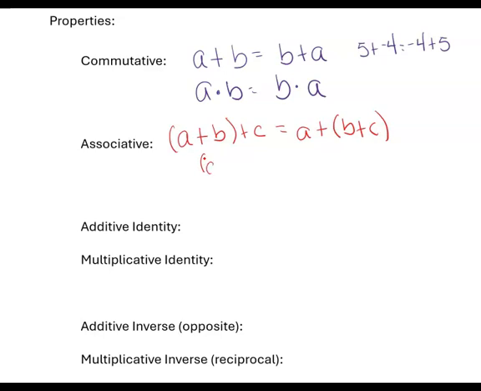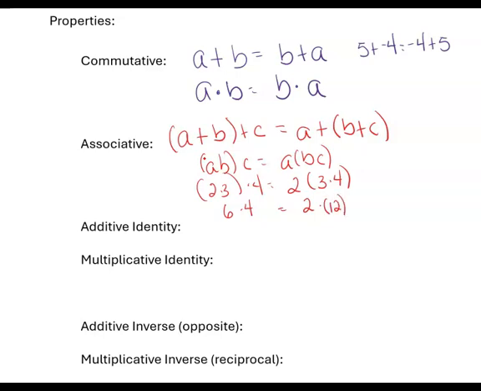In other words, (a times b) times c is equivalent to a times (b times c). Or I could say (2 times 3) times 4 is equivalent to 2 times (3 times 4). On the left side, if I do order of operations, I do what's inside first. I get 6 times 4, which is 24. Or I could say 2 times (3 times 4), which I finish first because it's in parentheses, is 12. 2 times 12 is also 24. So you see how they are equivalent to each other.